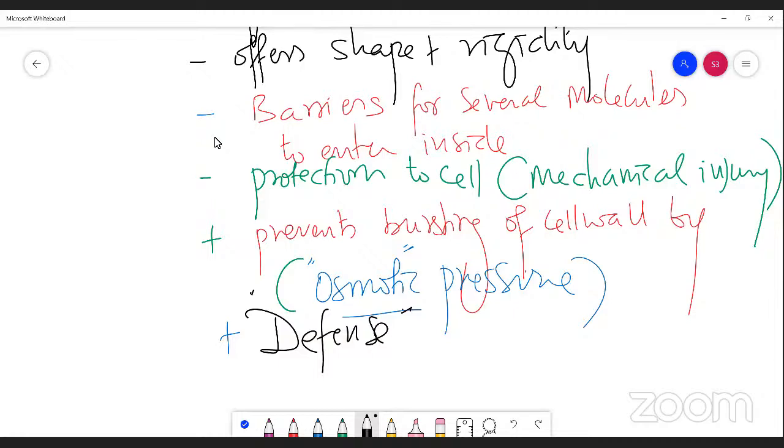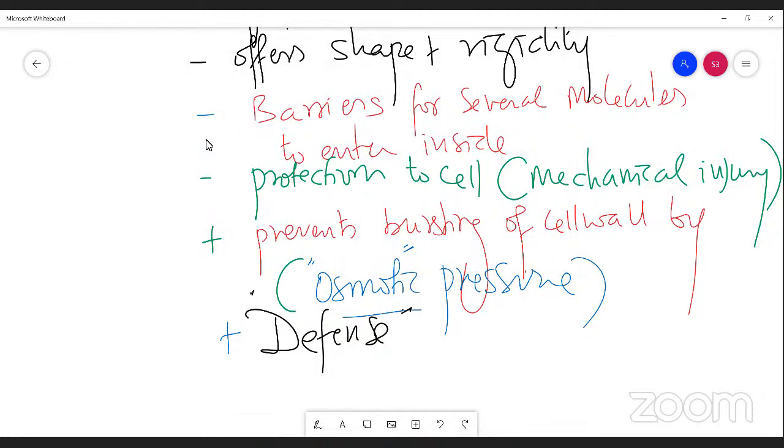So far we have discussed what the cell wall is, its structure, and its functions. If there is any doubt, please ask. Students, do you have any doubt? No, sir. Shall I ask some questions? Yes, sir.